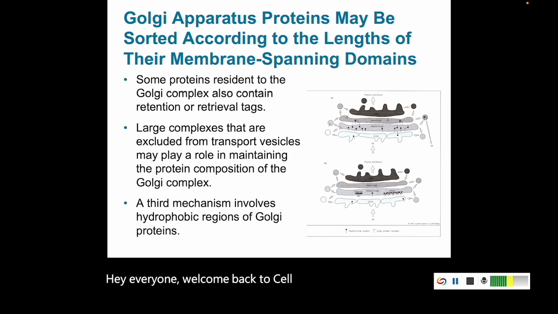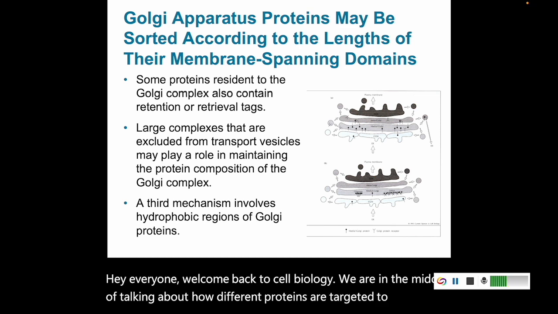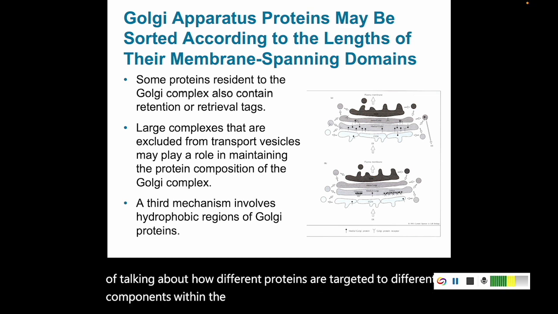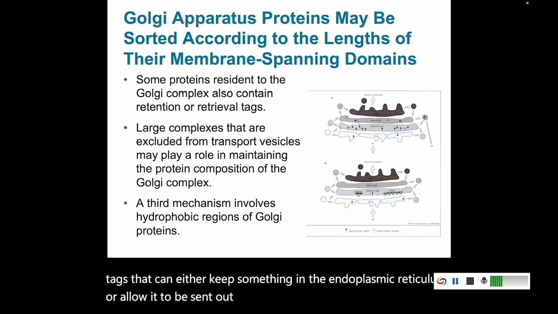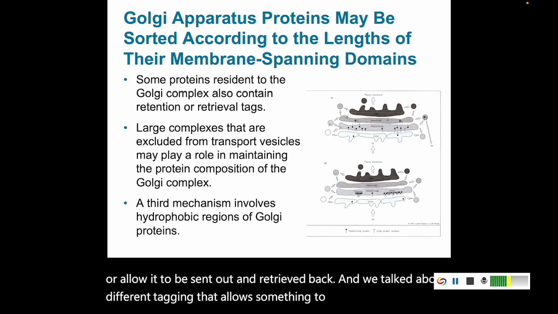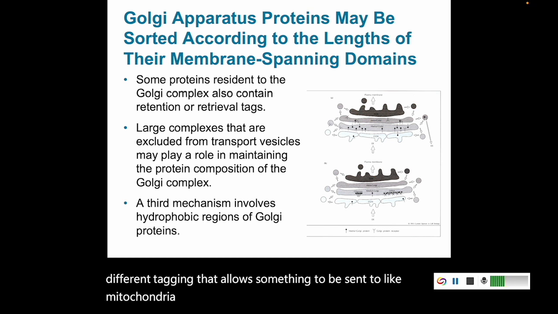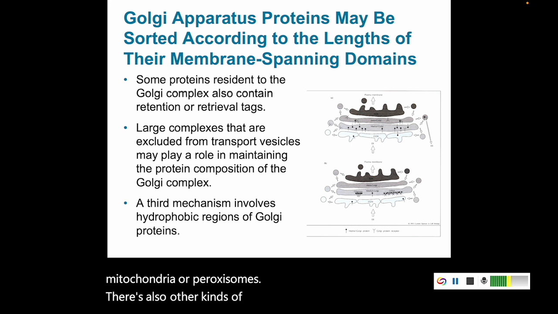We are in the middle of talking about how different proteins are targeted to different components within the cell. We talked about different kinds of tags that can either keep something in the endoplasmic reticulum or allow it to be sent out and retrieved back. And we talked about different tagging that allows something to be sent to, like, mitochondria or peroxisomes. There's also other kinds of ways that we can signal proteins for where their location is.